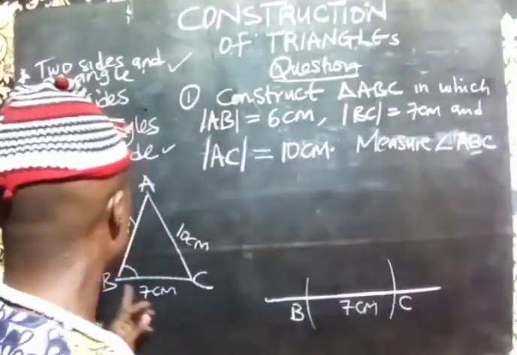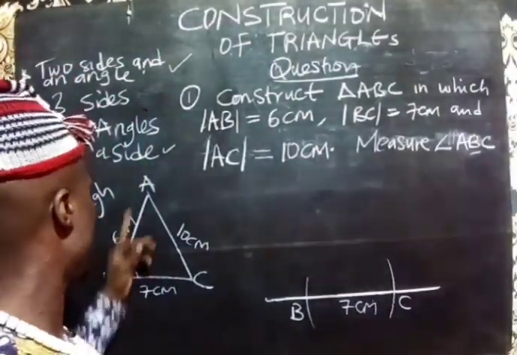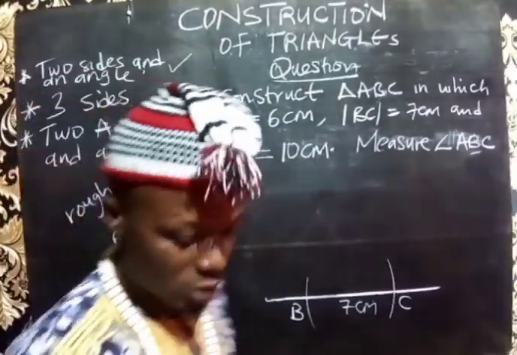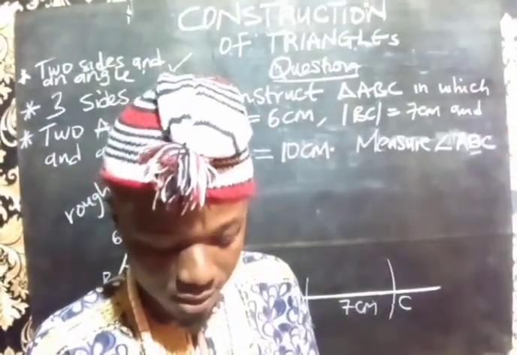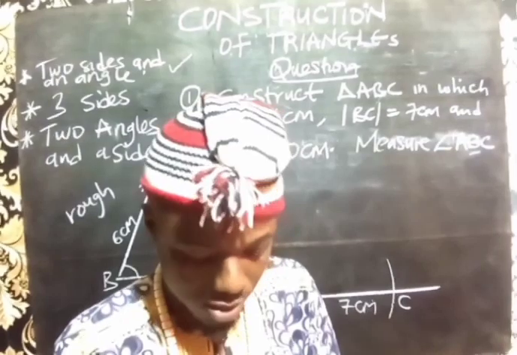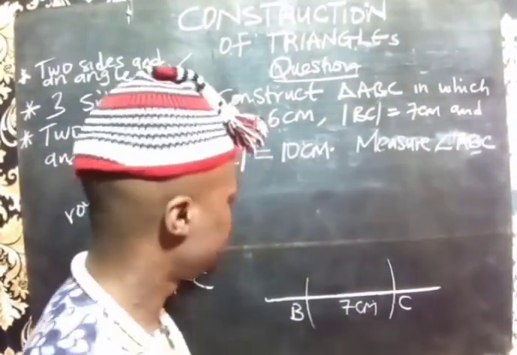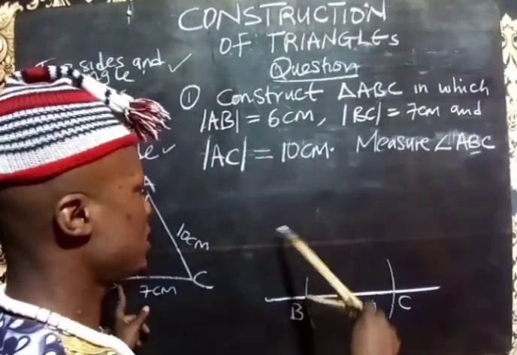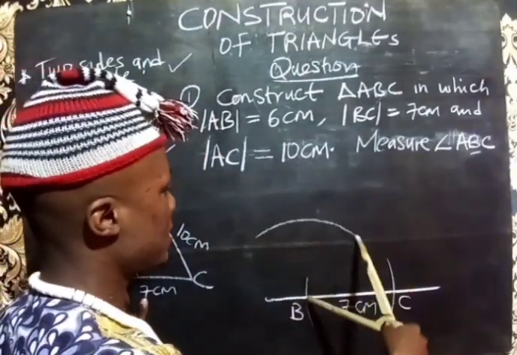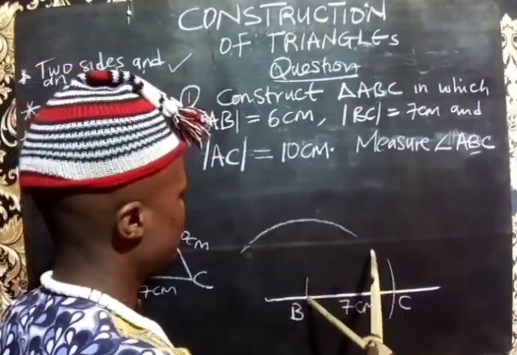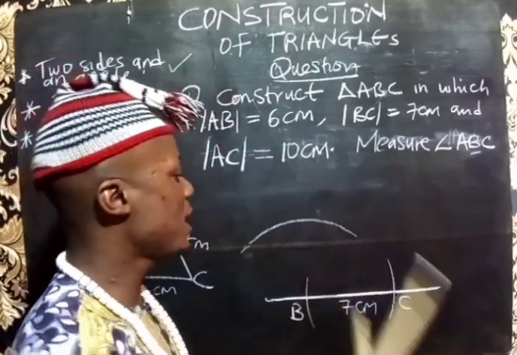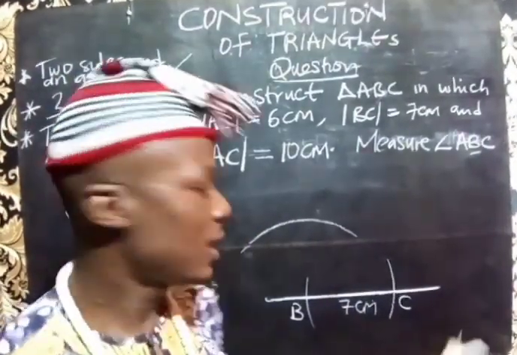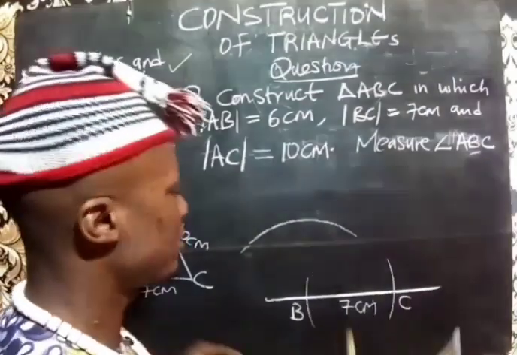Then also we are told that this length BA or AB is 6 cm. So you've got to measure 6 cm again from your ruler, which I have done. Then place it at the point B, as you can see, and mark an arc. Make it as long as possible. Mark an arc. So I've just marked line AB, which is 6 cm.